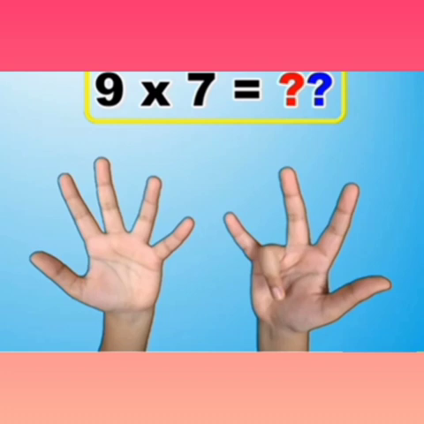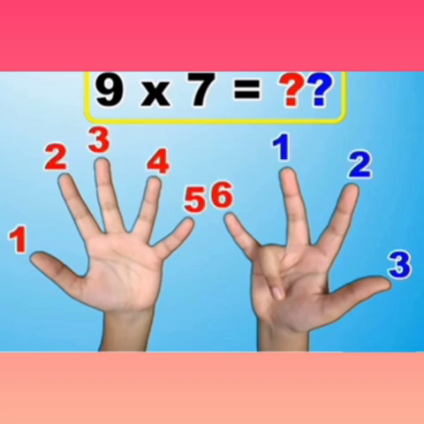You're seeing the answer right now, actually. There are 6 fingers to the left of the folded finger 7, and there are 3 fingers to the right of the folded finger. So the answer is 63. You're seeing it right now. It's a super nice trick, right?